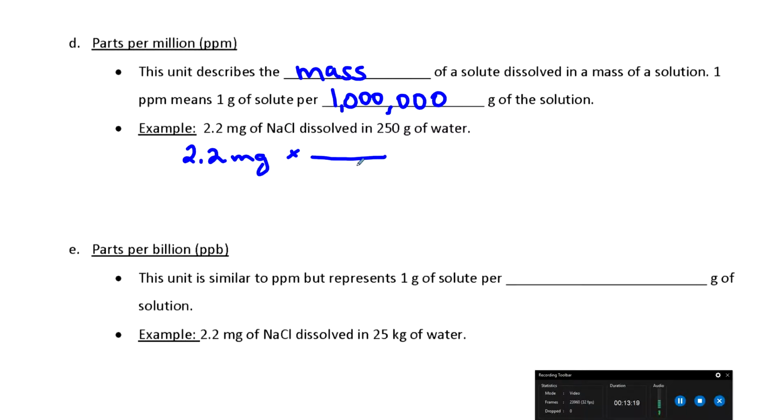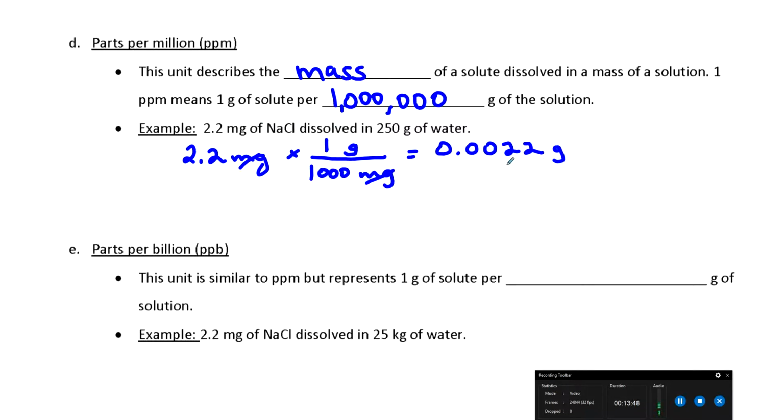Now milli means 1,000th. So in 1 gram, there are 1,000 milligrams. You can always think about millimeters and meters. You would probably know that there's 1,000 millimeters in a meter. So if I divide by 1,000, that would give me 0.0022 grams. Okay, so very small amount.